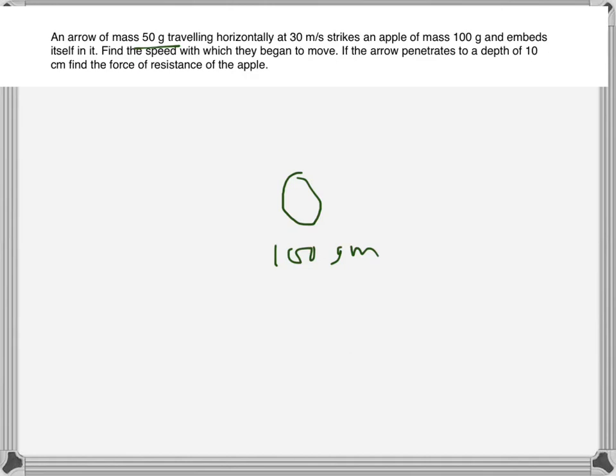So initially the arrow's mass is 50 gram, and its velocity is 30 meter per second before it hits the apple, and the apple was stationary. So before the arrow hits the apple, the total momentum will be 50 times 30 plus 100 times 0, and after the arrow hits the apple, the speed we don't know. What's the common speed with which they will start to move?